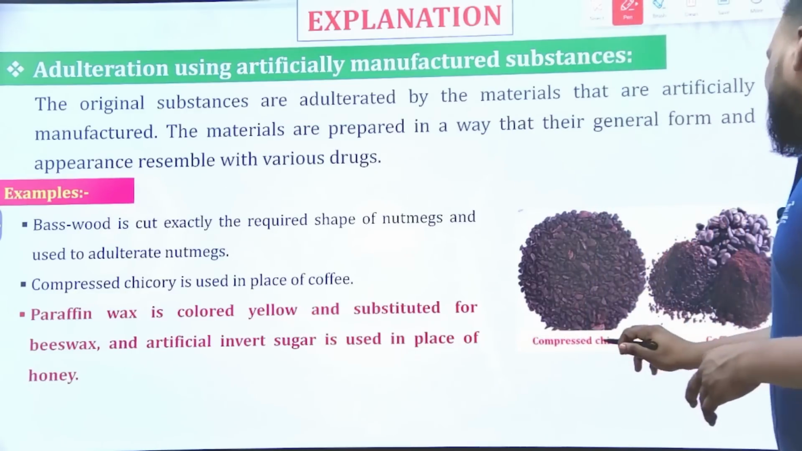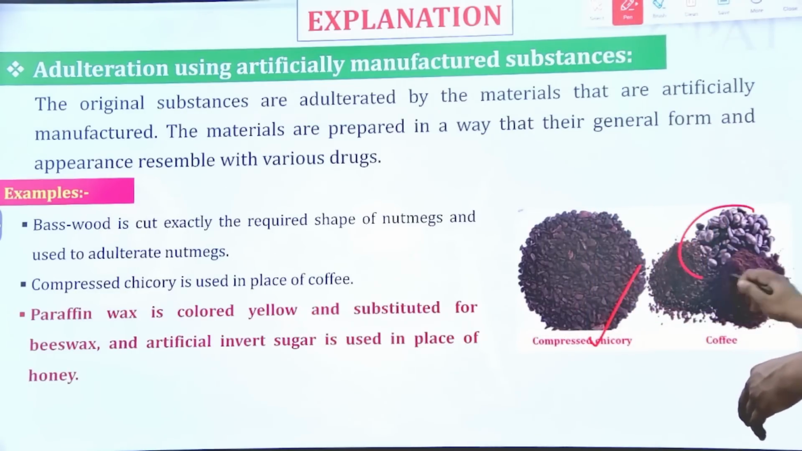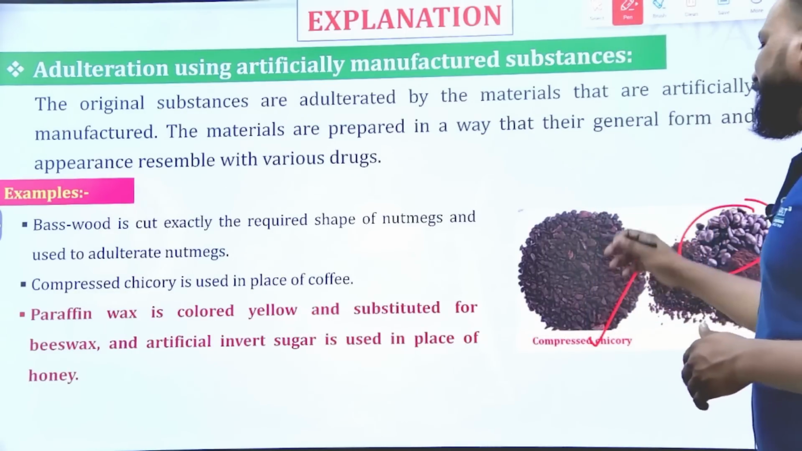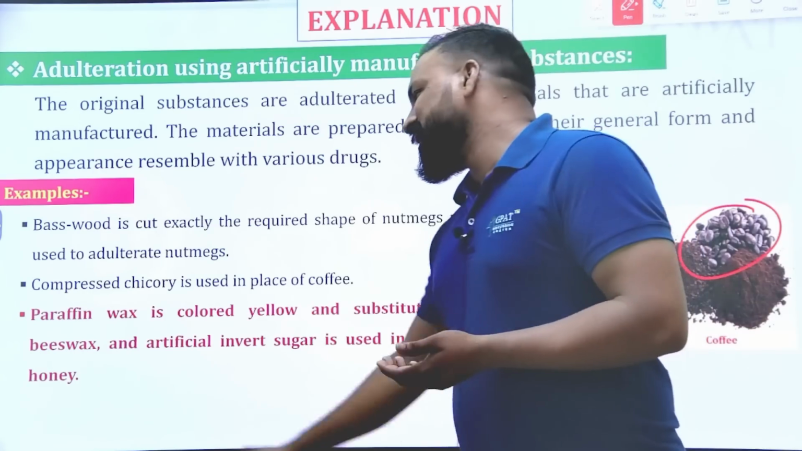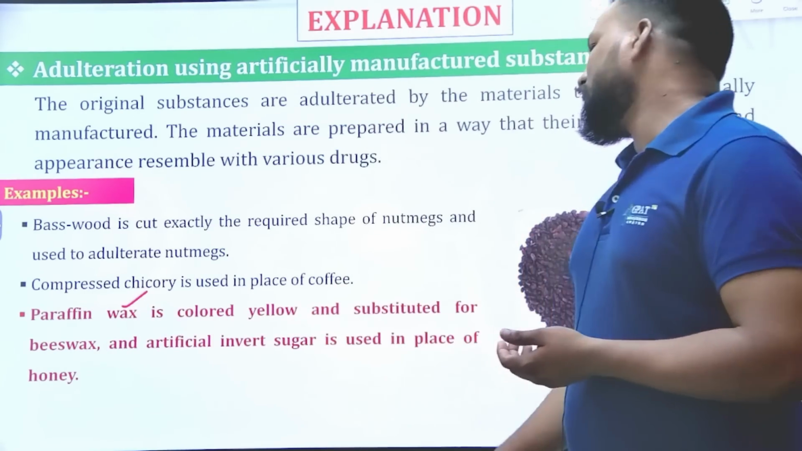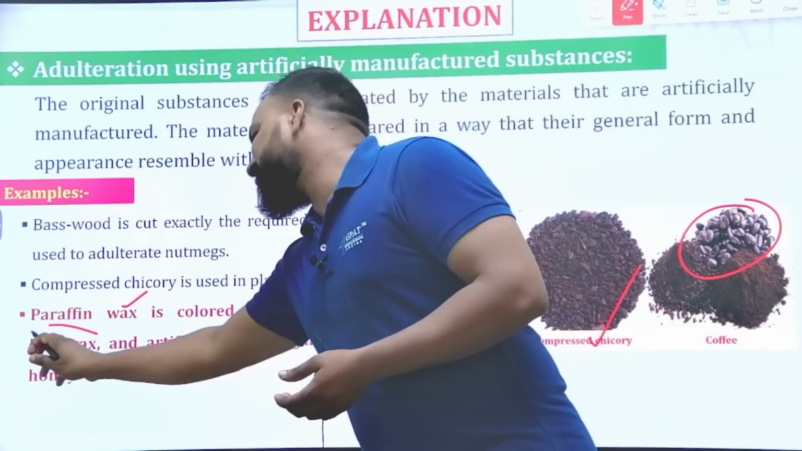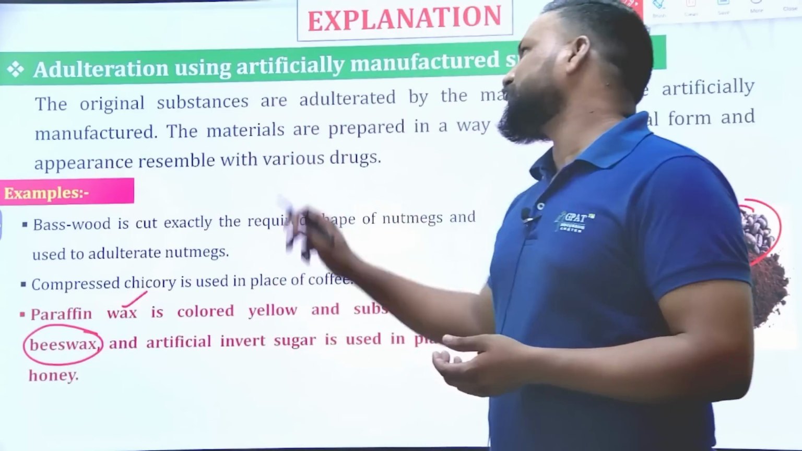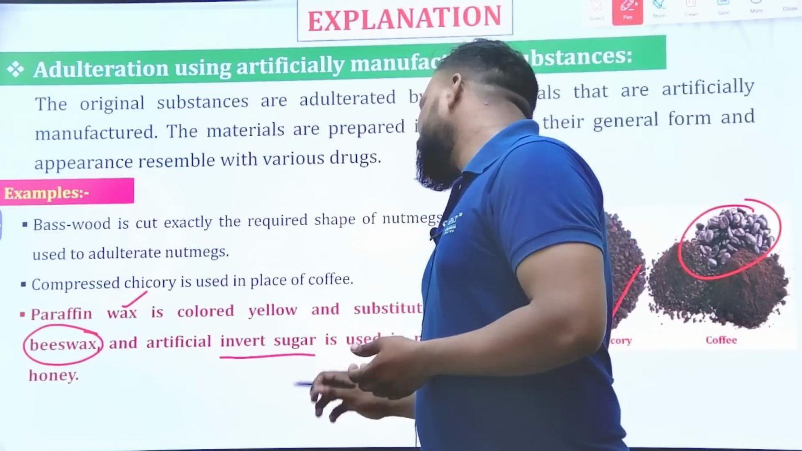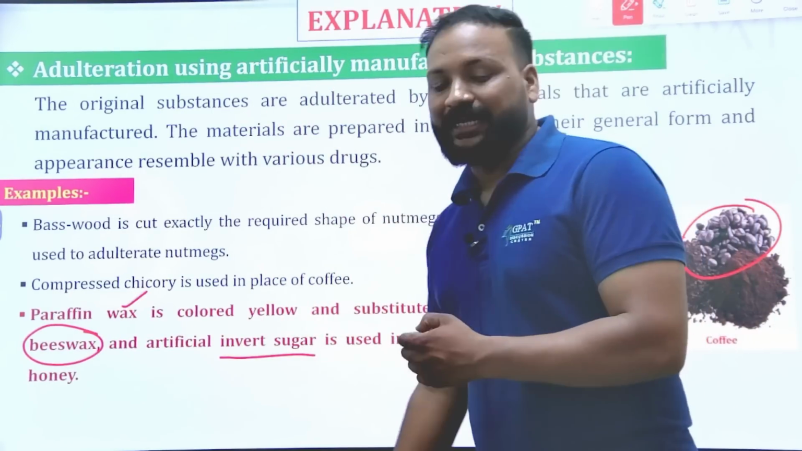This is compressed chicory and this is coffee seeds. That's one type of example, and another example is paraffin wax colored yellow and substituted for beeswax. Another example for this type of adulteration is artificial invert sugar used in the form of honey.